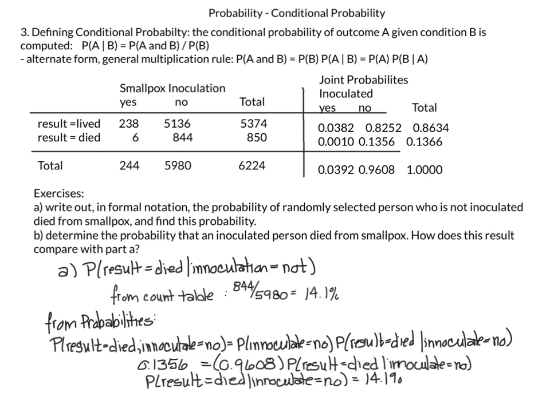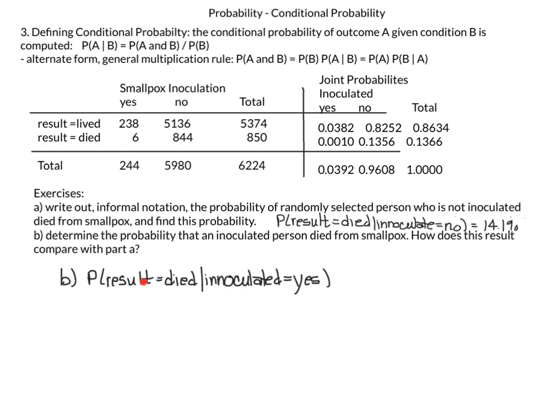So inoculated equals no and died is 0.1356. Inoculated equals no is a marginal probability because it's only about one variable. So that's 0.9608, multiplied by our conditional probability, result equals died given inoculated equals no. To solve for this, we divide both sides of the equation by 0.9608, and we get 14.1%, which agrees with the answer we got from our count data.